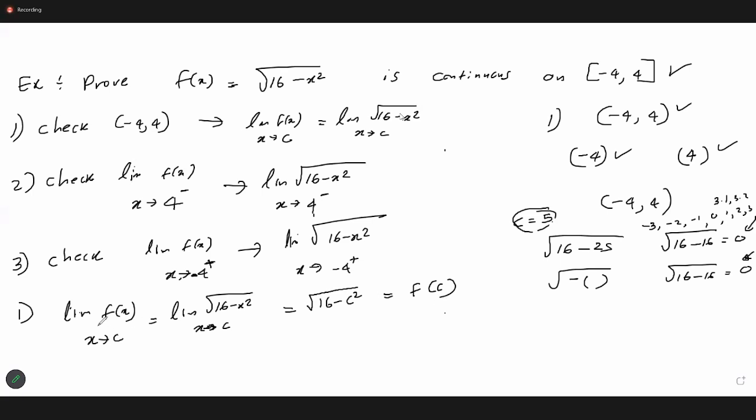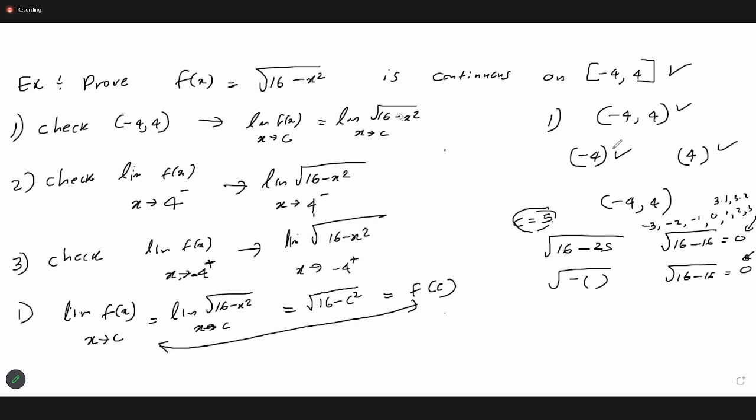As well as the limit of f(x) when x is equal to c, that is also this one. That means the limit of f(x) as x approaches c is equal to f(c). That means at any point c, any point in between this range, this continuity test is true. So the first part is over. We proved this function is continuous in between negative 4 and positive 4.